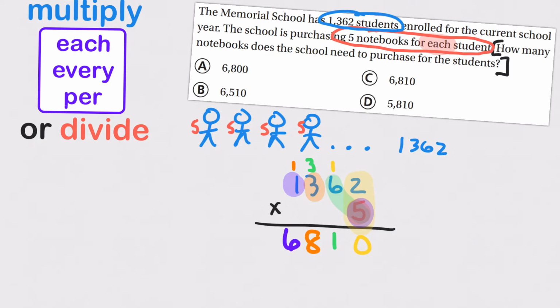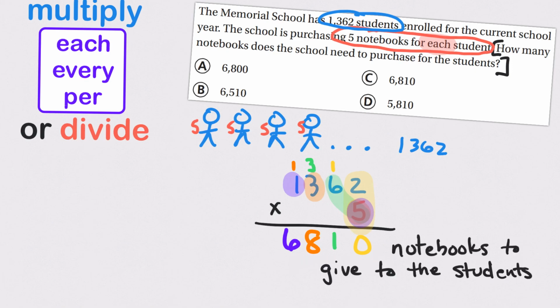Now I'm going to jump back to the story for a second and see what I was trying to find. I was trying to find how many notebooks the school needs to purchase. Well, we took this many students times that many notebooks, and we got this many notebooks is how many they need to purchase. So the school needs to purchase 6,810 notebooks to give to all the students.